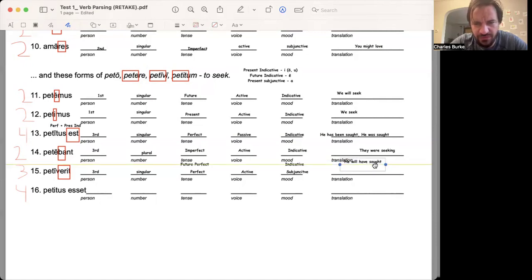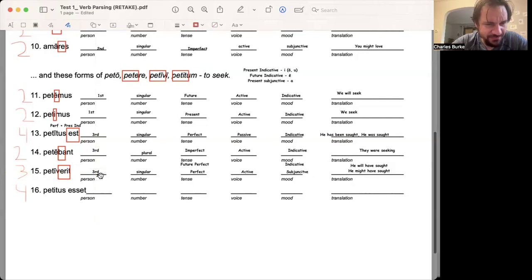If it is your perfect subjunctive, then you can get something closer to he might have sought, right? Might for subjunctive, have for perfect. You can also just do he sought. Perfect subjunctive will usually be in a cum clause or indirect question more times than not, but I like he might have sought. And I'm all right.